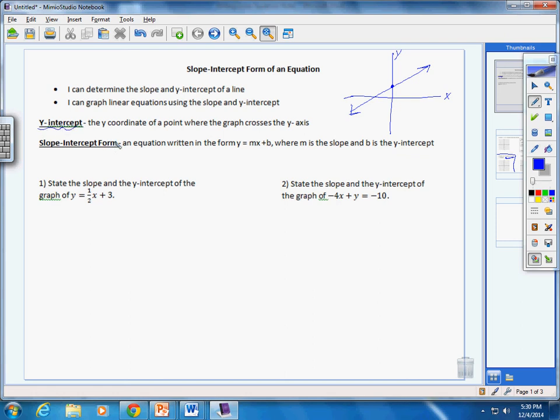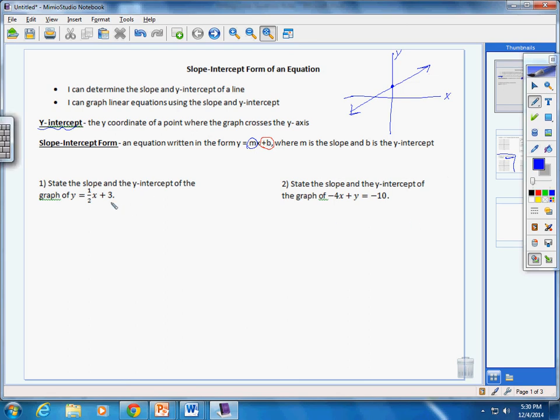It's actually a very useful tool when you're trying to write an equation. Second thing, slope-intercept form. It's a specific form of an equation. It's an equation written in the form y equals mx plus b, where m is the slope. That means this guy is always your slope. The number before the x is always your slope. And b is always the y-intercept. So b is always going to represent where your line intersects the y-axis.